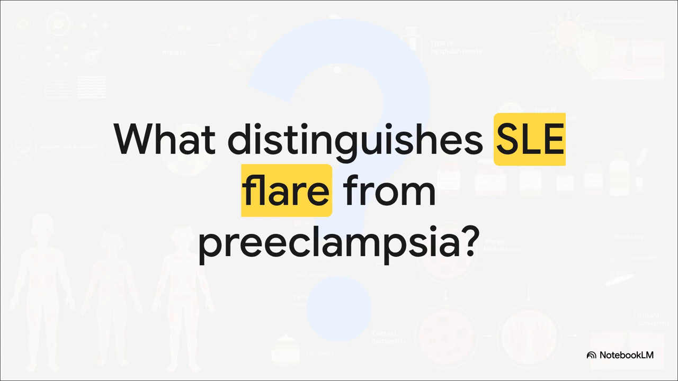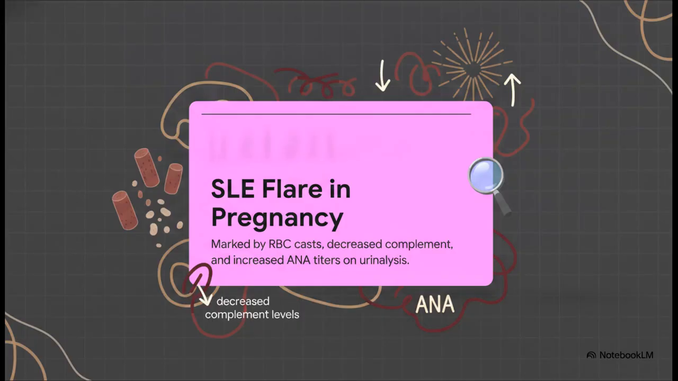Picture a pregnant patient presenting with hypertension, edema, and a malar rash. What specific test finding distinguishes a systemic lupus erythematosus flare, an SLE flare, from preeclampsia? Take a second to think about it. Got it? The immediate answer is RBC casts and WBC casts on the urinalysis. You're also going to see decreased complement levels and increased ANA titers.